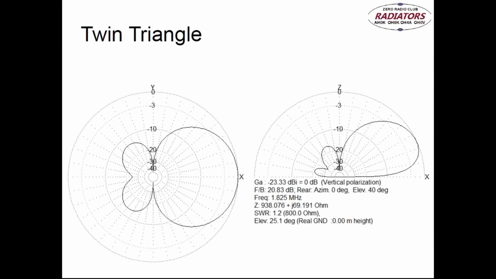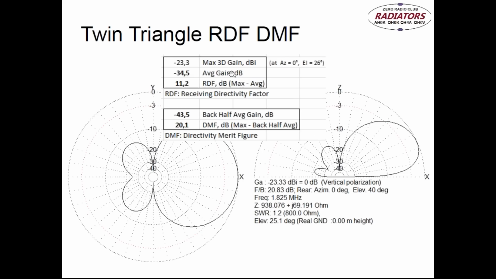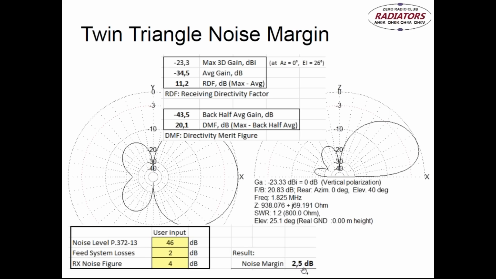And this is now a 50 meter long antenna. So we're getting like a gain of -23.33, but the average gain is -34.5. And look at the RDF. This is 1 decibel better than with the beverage. The DMF breaks 20 decibel mark. The noise level, this is amazing. This is like a very short antenna, and we get positive noise margin at very low noise location.